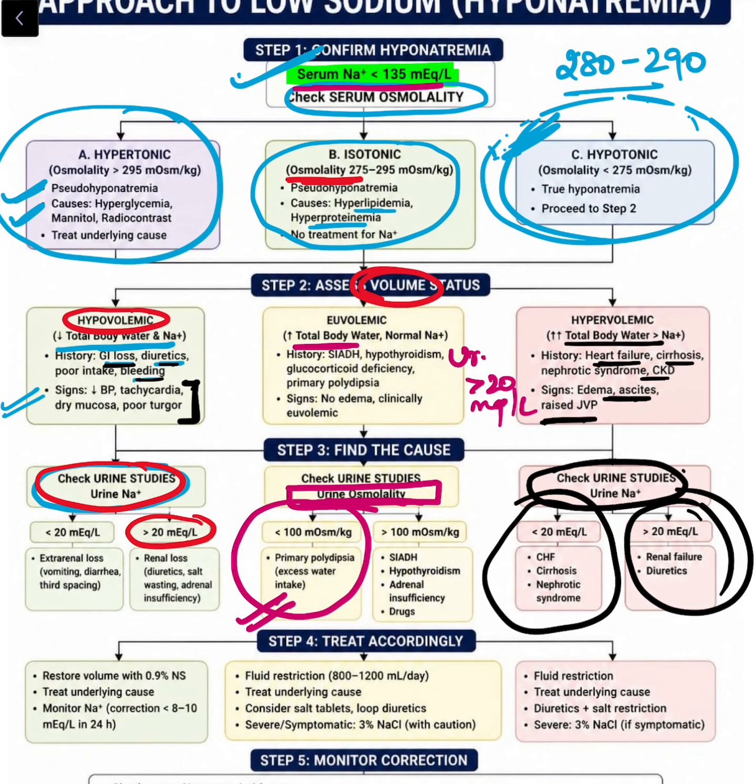First of all, you check serum sodium. Post that, you have to exclude the pseudo and translocational causes. If it is hypotonic, that means it is a true hyponatremia. Post that, you check the volume status. If the patient is having edema, ascites, consider hypervolemia. Having dry skin, low BP, tachycardia, any GI loss, that's hypovolemia. No such history, just the total body water is increased.